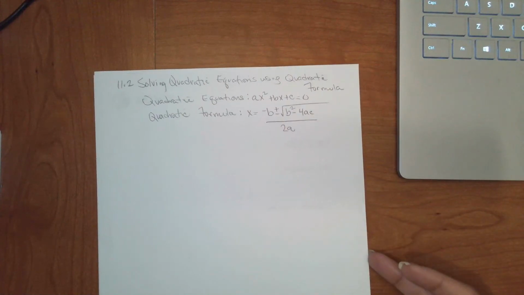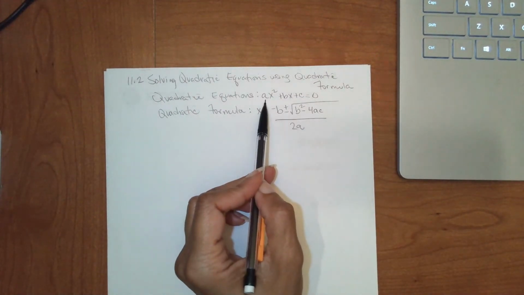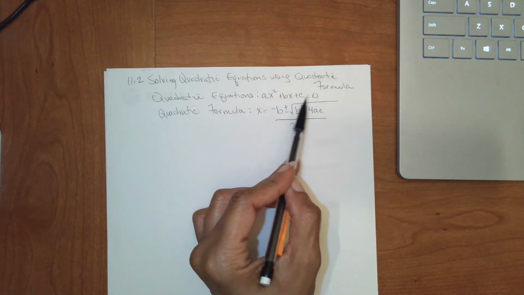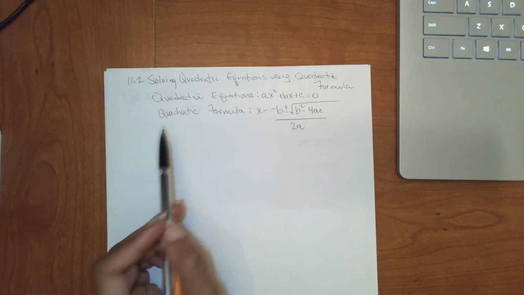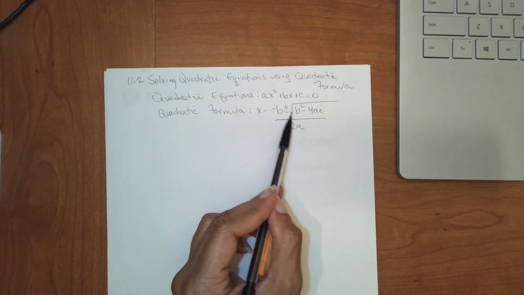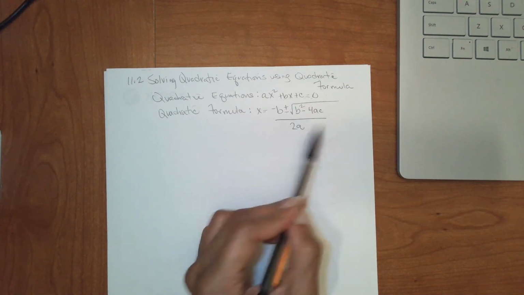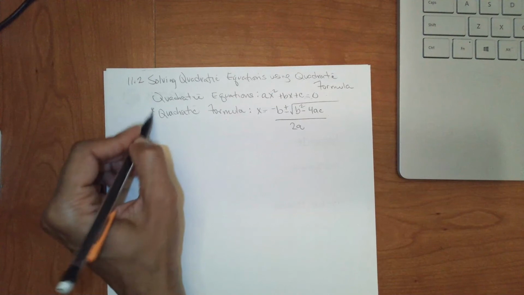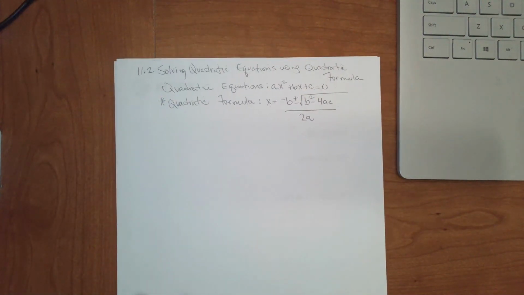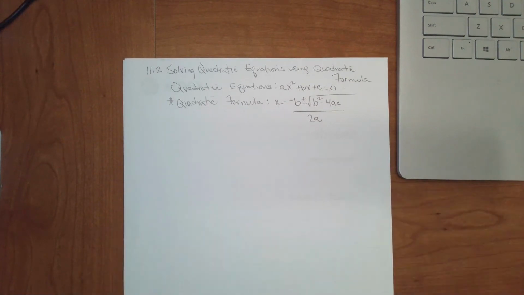All right, so the last section of the course, 11.2, solving quadratic equations using the quadratic formula. Quadratic equations are of the form ax squared plus bx plus c equals 0 for this section. The quadratic formula is x equals negative b plus or minus the square root of b squared minus 4 times a times c, all over 2a. The quadratic formula will be provided to you on your exam, but I always recommend that you learn it.